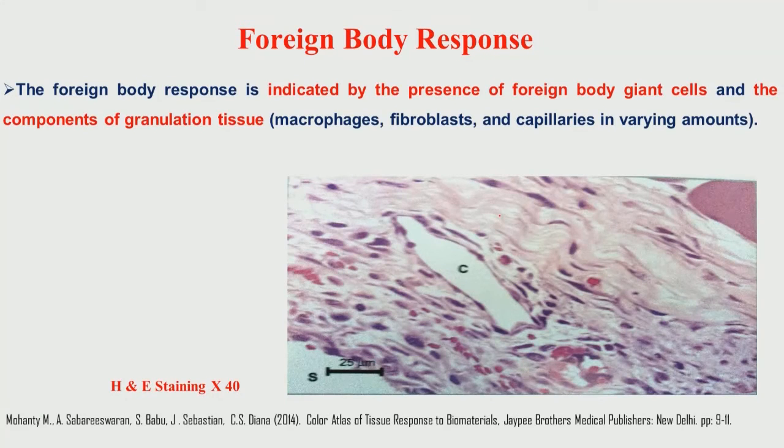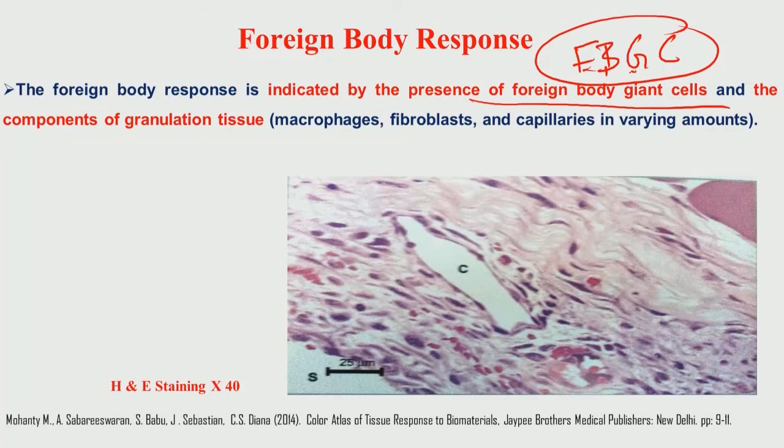The other thing that is equally important to understand is the foreign body response. This foreign body response is indicated by the presence of what I have told you before, foreign body giant cells. These foreign body giant cells are essentially multinucleated cells, and components of the granulation tissue like macrophages, fibroblasts, or capillaries in varying amounts. So macrophages, fibroblasts, that means the connective tissue cells, and blood capillaries in varying amounts should also be present. And all these things again you can study from the tissue sections, and tissue sections need to be stained by hematoxylin and eosin, this is the staining agent.